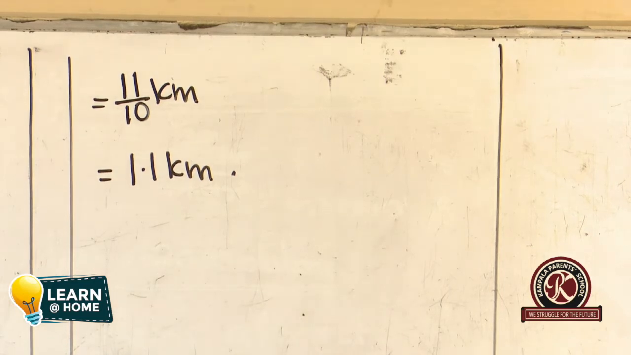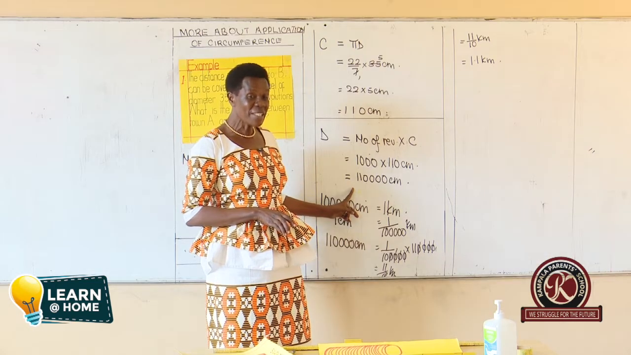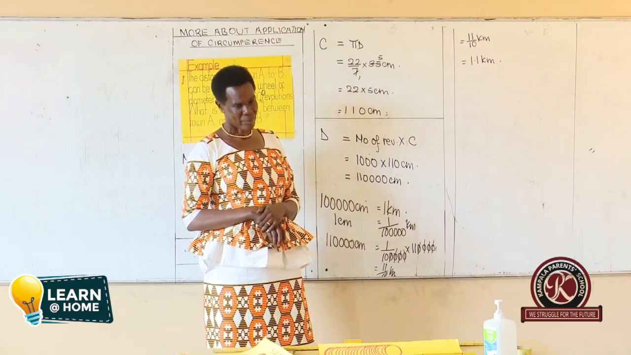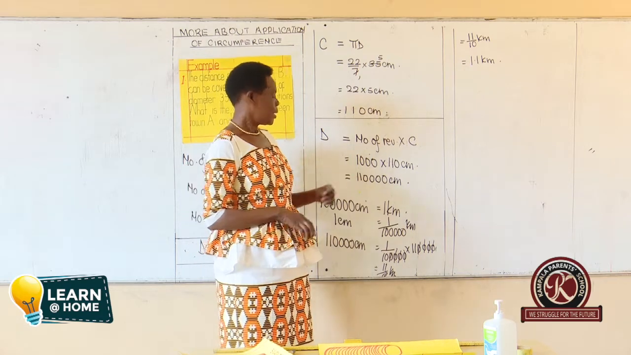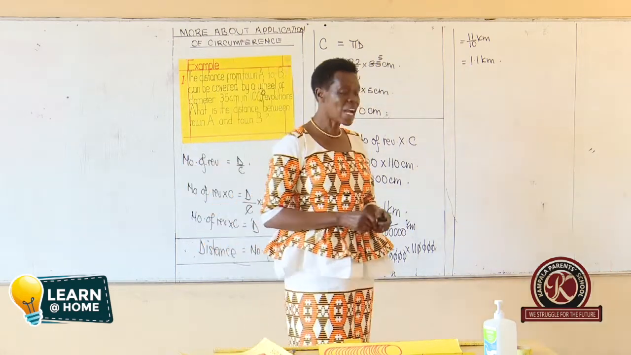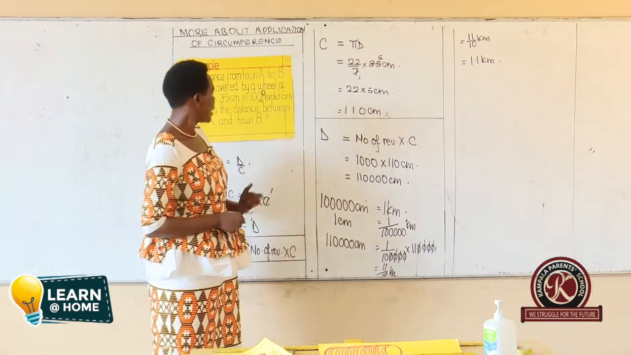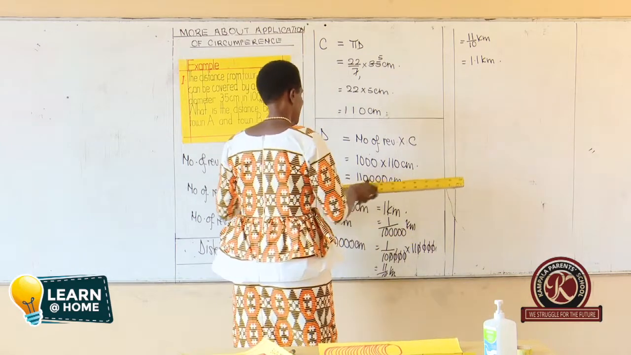There is something I want to tell you. If you find that you cannot reach here, then you can stop here. But it sounds funny for you to give the distance between towns in centimeters. There you are. That is our example 1. I have got the circumference and then I've got the distance. What do I have to do? I underline this.